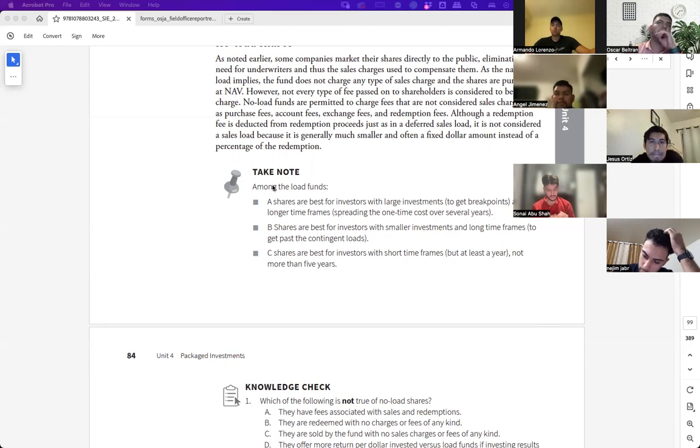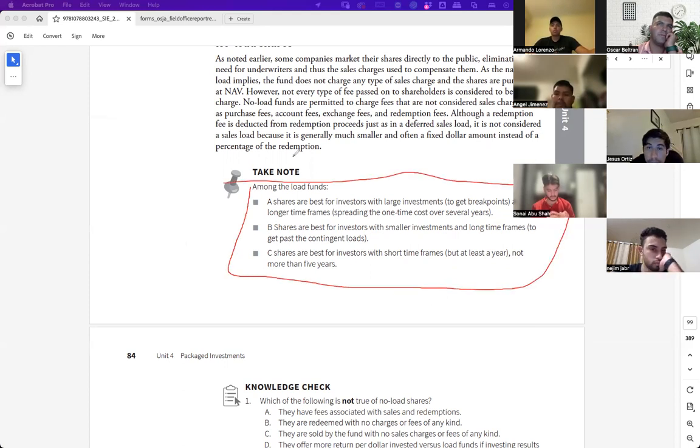All right, and this right here is pretty much all you gotta know when it comes to what is best for your client. A, B, and C. A shares are designed for people with large investments, they have breakpoint sales, and they have a long time horizon to actually invest. B shares are best for investors with smaller investments and longer time frame to get past the contingent loads. And then Class C shares are best for investors with short time frames.